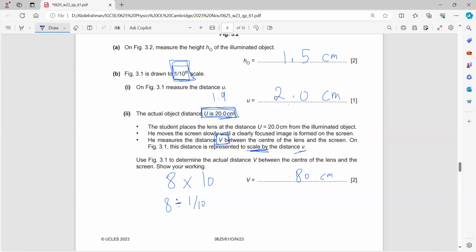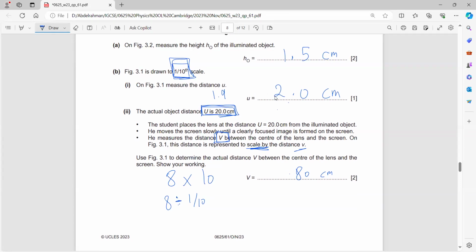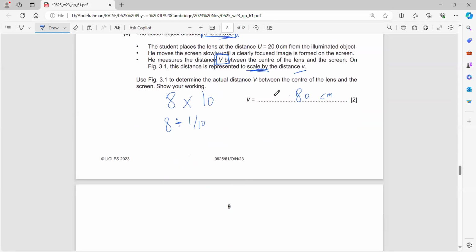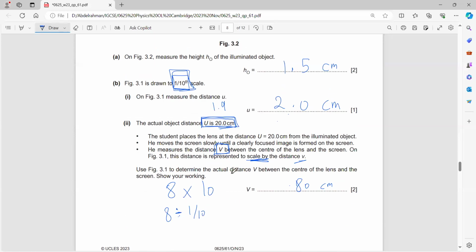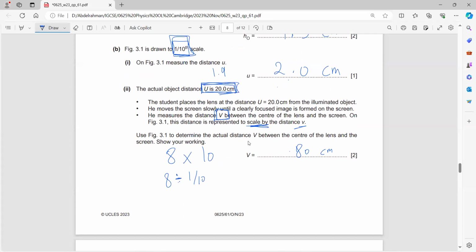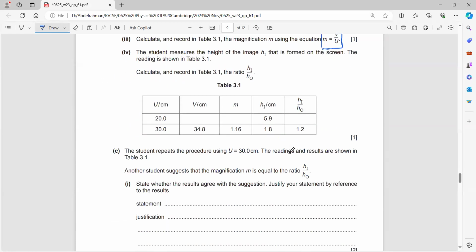It's easy, right? It's quite easy. We just need to make sure that we can measure it correctly. Moving on, calculate and record in table 3.1 the magnification M. What is magnification M? It's simple: capital V over capital U. Capital V is 80, and capital U is 20. So 80 over 20, which is 4.